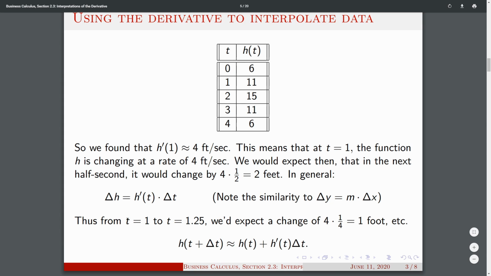For example, from time 1 second to 1.25 seconds, how much time is elapsing here? A quarter of a second. So we'd expect a quarter of the change.